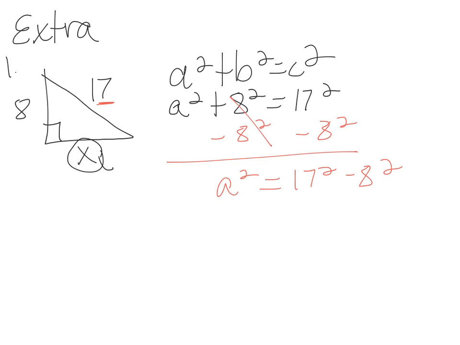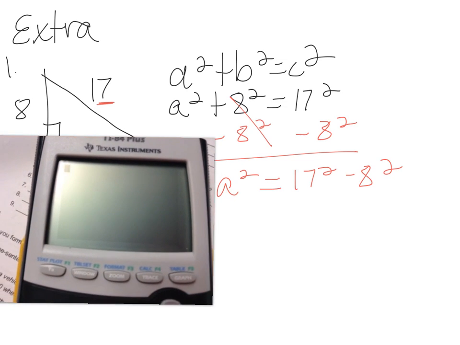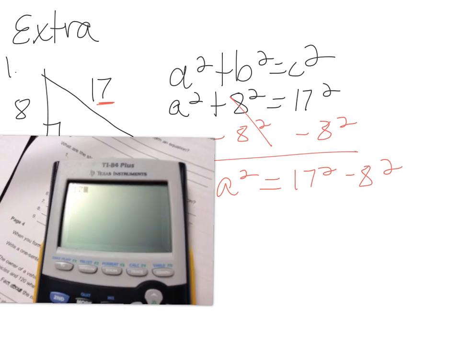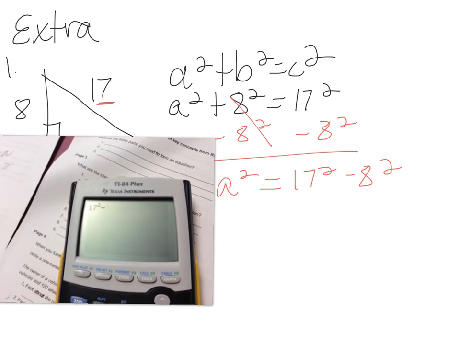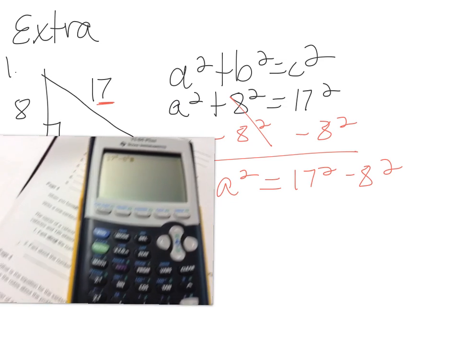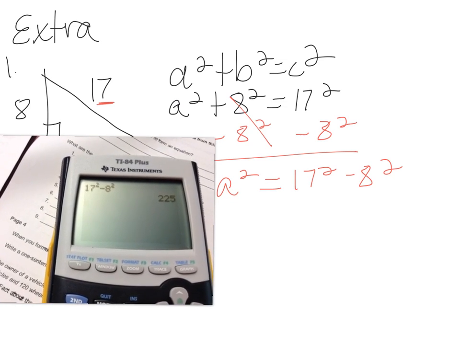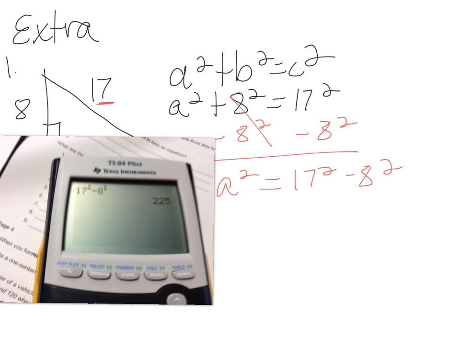Okay, and you can put that in a calculator just like that. Okay, so we put it in the calculator. You got 17 and the square button right there, minus 8, once again the square button, and it equals 225. So this is one of my favorite mistakes that I see students do. They do 225 and they put an A. And you can't leave that like that. You never took the square root, so you've got to put A squared right there.